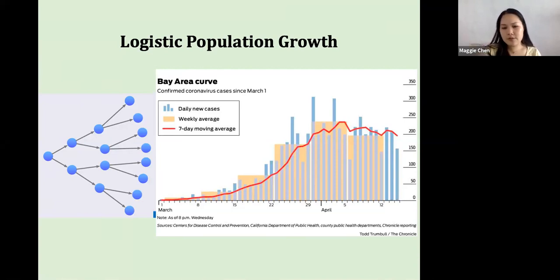And so fewer hosts are becoming available, and we start to see a leveling out at that point, the K. So again, as hosts start to not be available, there were fewer people to spread COVID to. And that started to create this S-sigmoidal curve.